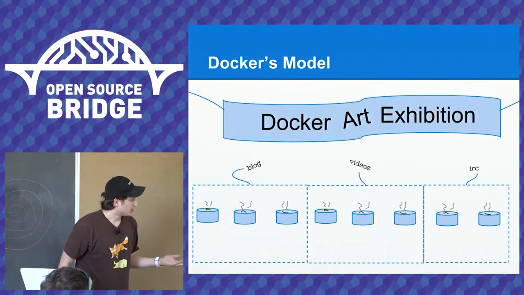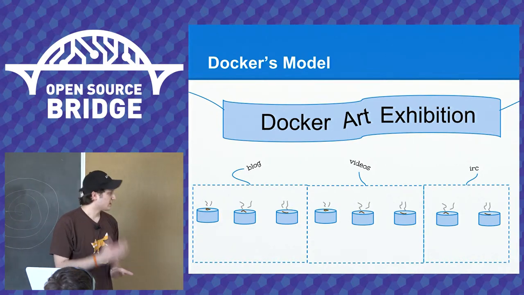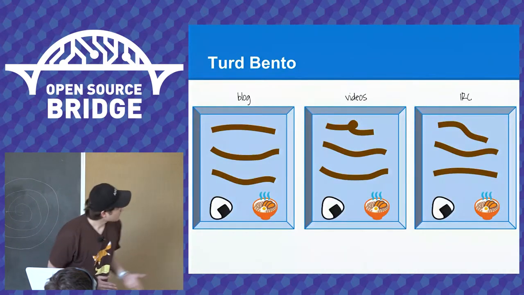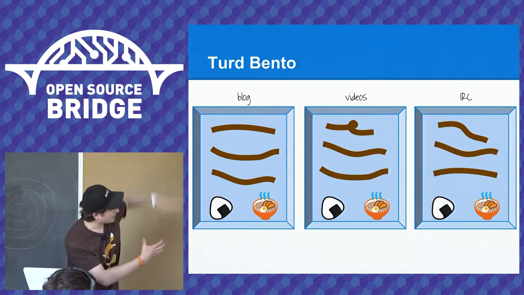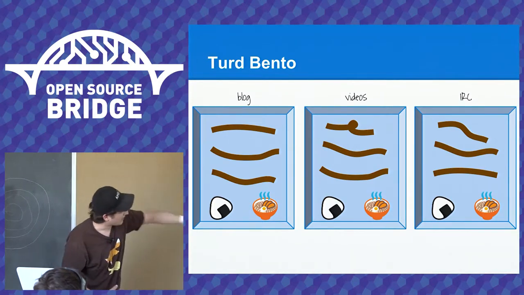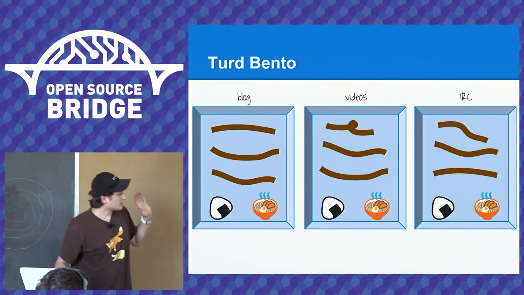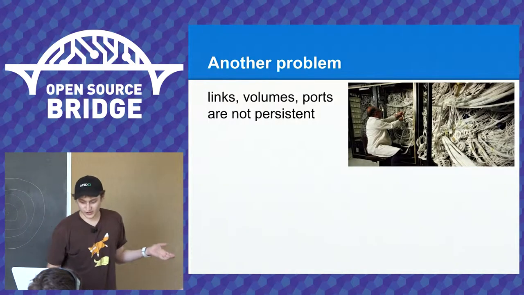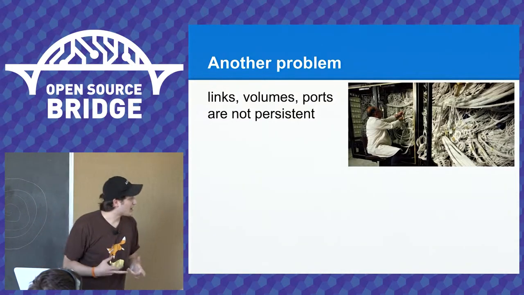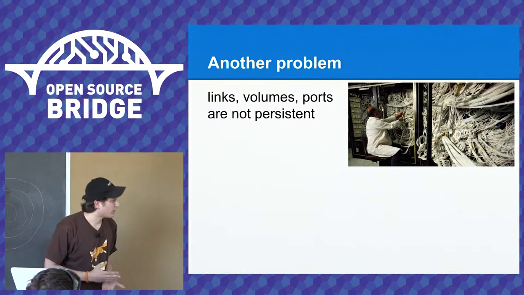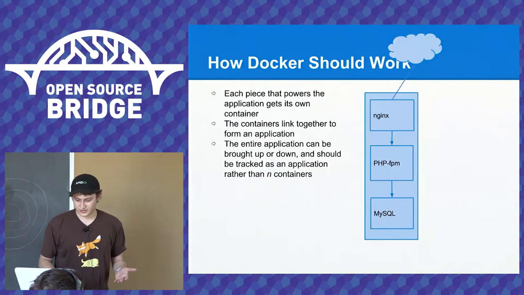In other words, how do we make our application look like this? Well, that is why I would like to introduce an addendum to this model called turd bento, in which each turd is like a boxed lunch, with your containers being the turds, and some tools and persistent data accompanying that. Here's another problem with Docker's original model: you end up with a tangled mess of docker run commands a mile long. Why aren't volumes persistent? Why aren't ports persistent? Why aren't links persistent? This makes no sense. It's awful.